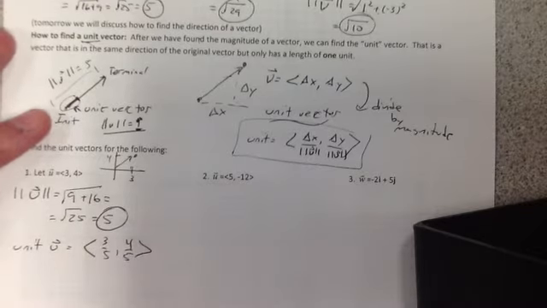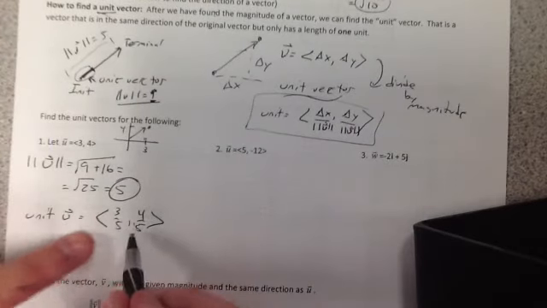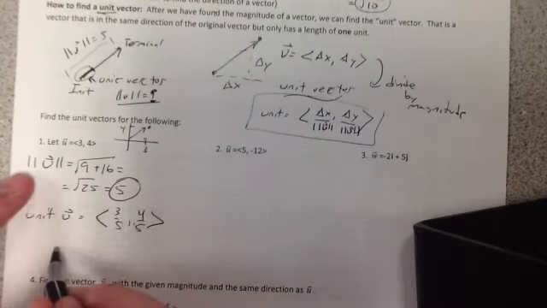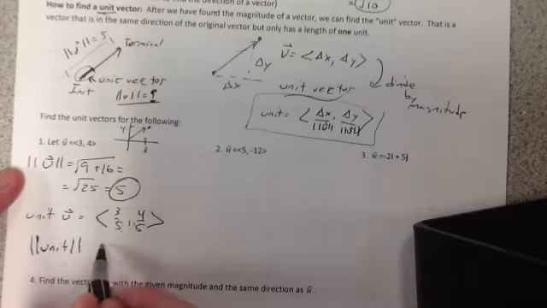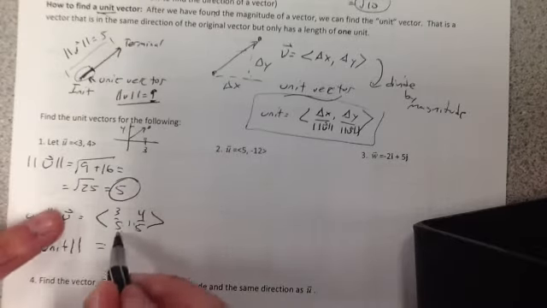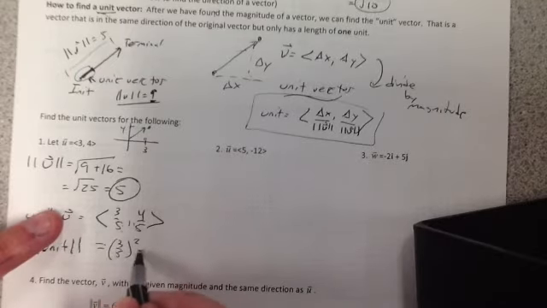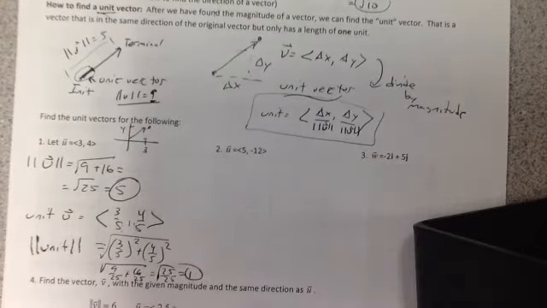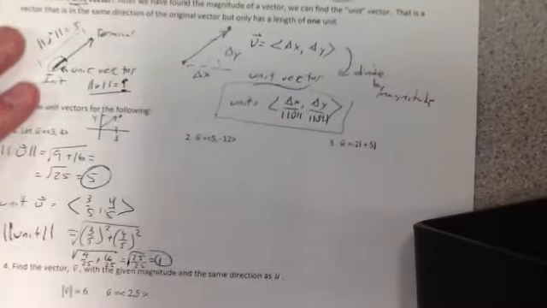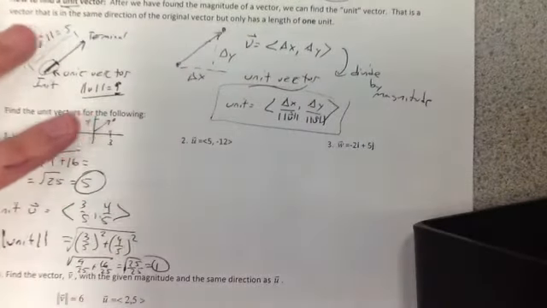And this is easy to verify. How do I know that this has a length of 1? Find its magnitude. The magnitude of the unit vector is the square root of 3/5 squared plus 4/5 squared. That's just the square root of 9 over 25 plus 16 over 25, which is 25 over 25, which is 1. There's my unit length. So try 2, and we're going to do number 3.